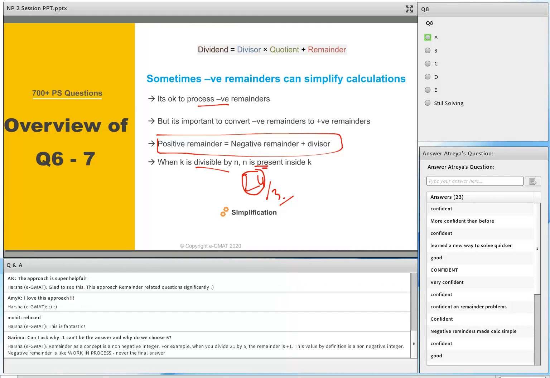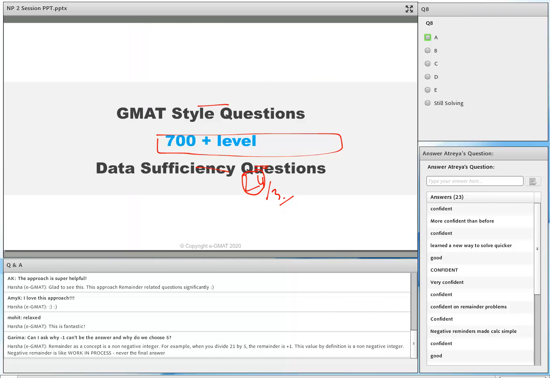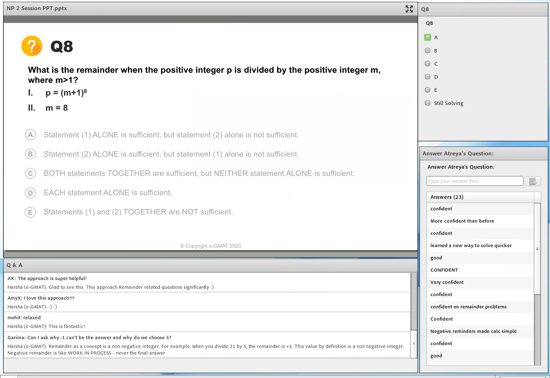I already see so many answers. Why do I see that? I do not know. But all right, let's move on to question number 8. All the best, guys, for this.